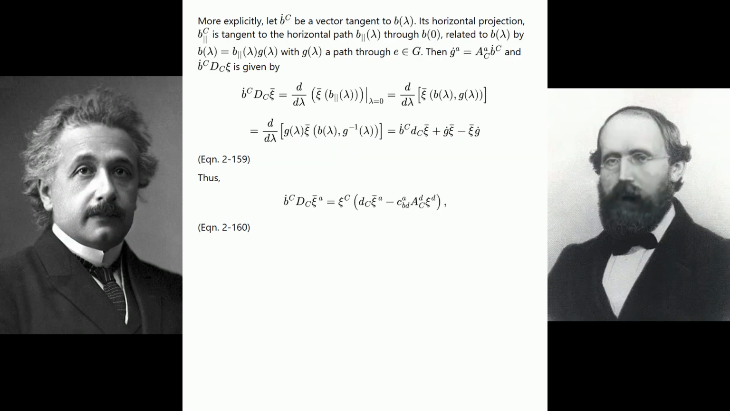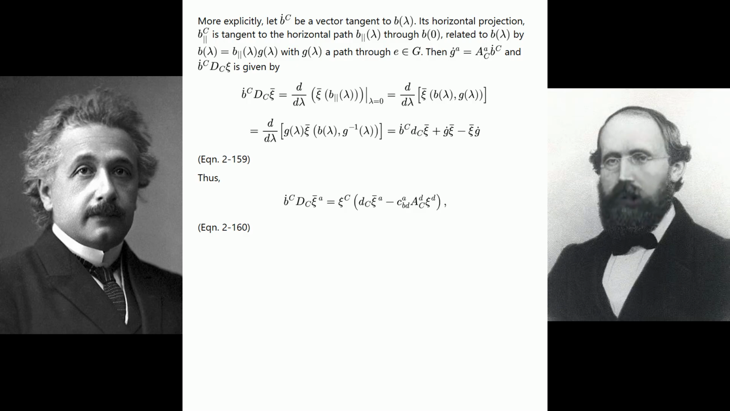More explicitly, let ḃ^C be a vector tangent to b(λ). Its horizontal projection, ḃ_|^C, is tangent to the horizontal path b_|(λ) through b(0), related to b(λ) by b(λ) = b_|(λ) g(λ), with g(λ) a path through e in G. Then ġ^A equals A_C^A ḃ^C, and ḃ^C D_C Π is given by, see equation 2-159.